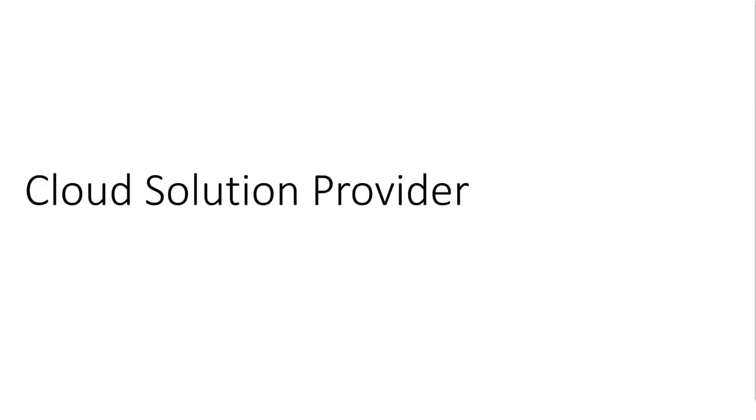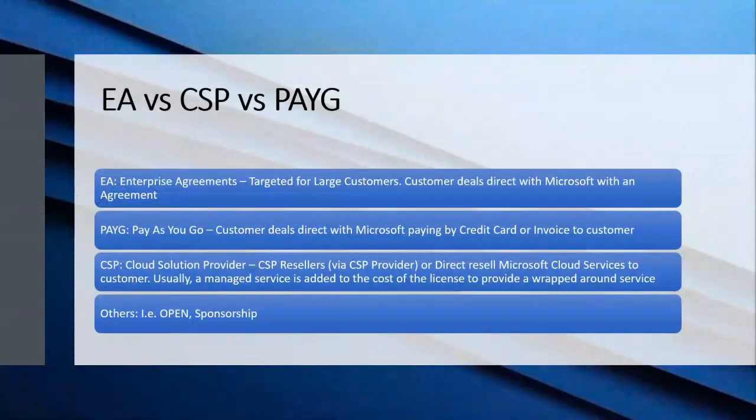Cloud Solution Provider, or CSP. Now, there are different ways to transact with Microsoft Cloud. The enterprise agreements are agreements between the customer and Microsoft, usually encompassing other Microsoft products as well. This is an annual commitment that a customer needs to commit to Microsoft and they consume in the form of a credit. The pay-as-you-go plans are basically where the customer signs up to Azure with a credit card and they start paying from there on.